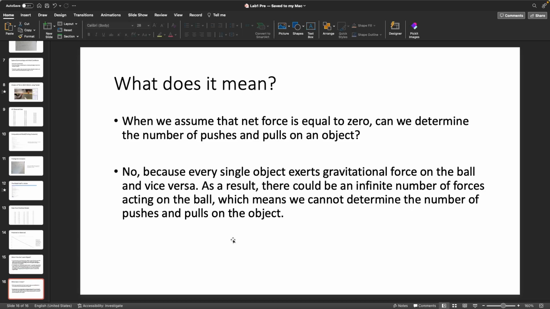So what does it mean when we assume that net force is equal to 0? Can we determine the number of pushes and pulls on an object? No, because every single object exerts gravitational force on the ball and vice versa in the system. As a result, there could be an infinite number of forces acting on the ball, which means we truly cannot determine the number of pushes and pulls on the object ourselves.